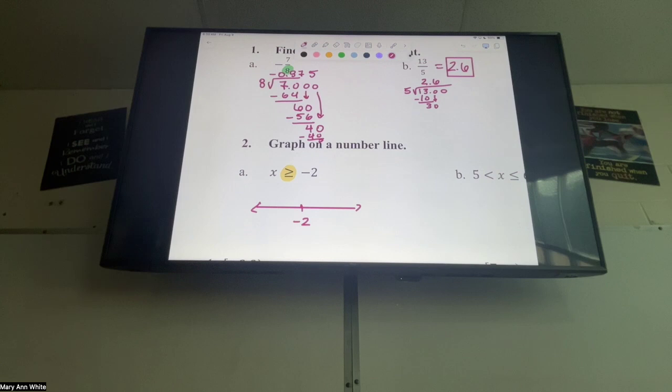Is this gonna be an open or closed circle on -2? Closed, good, why? Because it's or equal to, good, it's got that line underneath. And so I'm gonna go over there to the right, however you wanna do it. If you like a different color, if you just wanna make it a bolder line, that's okay with me.